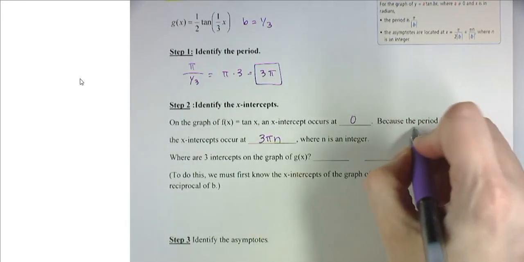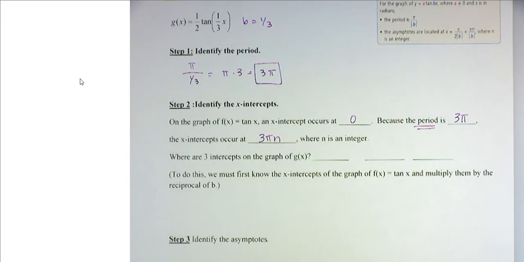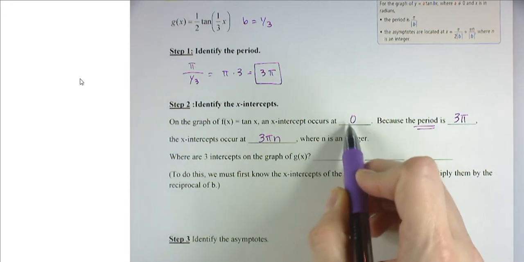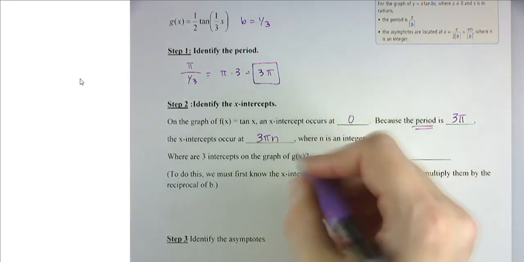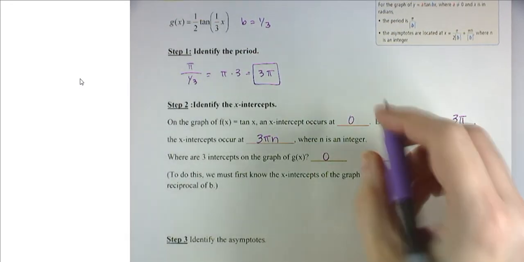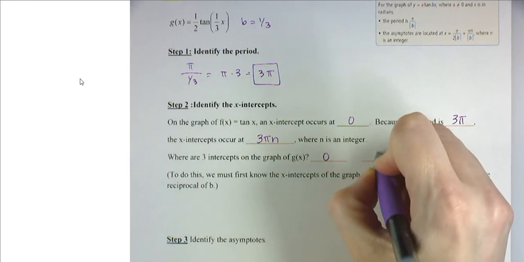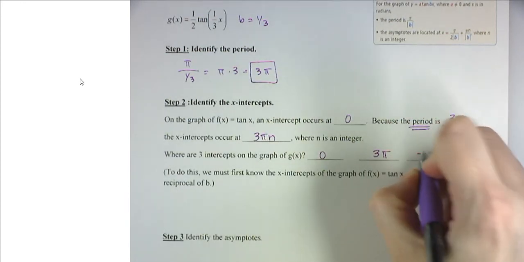Where are the 3 intercepts on the graph of g of x? You can graph it, and then identify them that way. But because the first x-intercept occurs at 0, and you have 3 pi, we know that one is going to occur at 0, one at 3 pi, and the other at -3 pi. Again, that is something you can get from the actual graph itself.